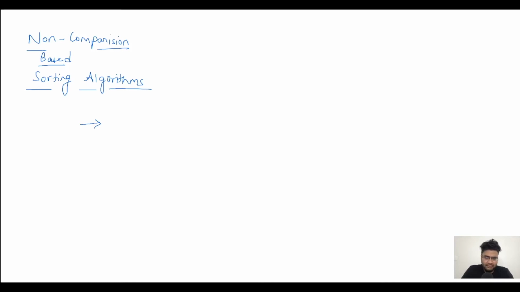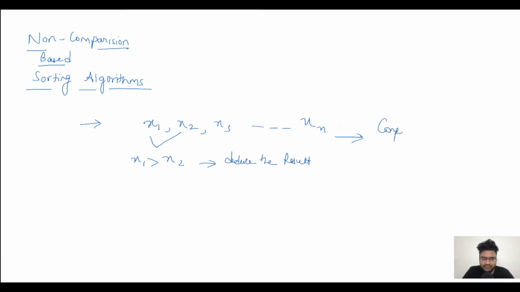Now in this section, we will be looking at non-comparison based sorting algorithms. Okay, so what actually is non-comparison based sorting algorithms is, in comparison based sorting algorithm, we compare two different numbers. Let's suppose we have given a list of numbers x1, x2, x3 until xn, right? So in comparison based sorting algorithms, we generally compare these two numbers, do a comparison, and then deduce the result. Now this is what we were doing in comparison based sorting algorithms, right?